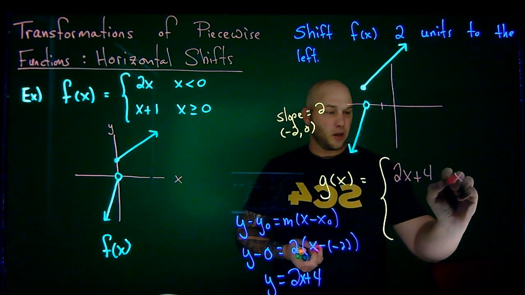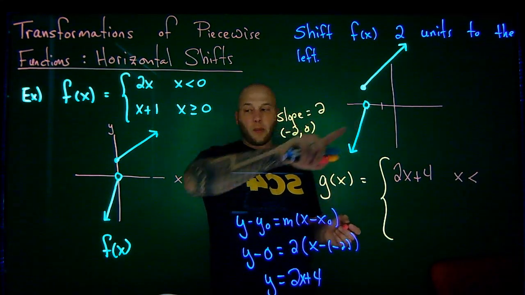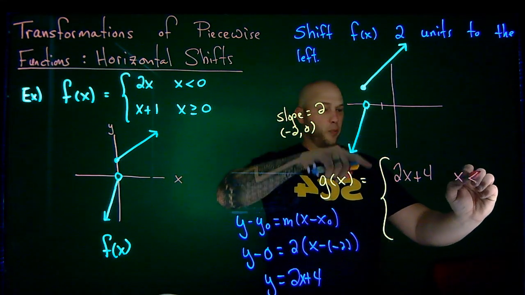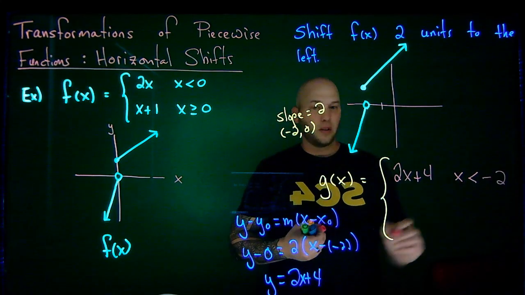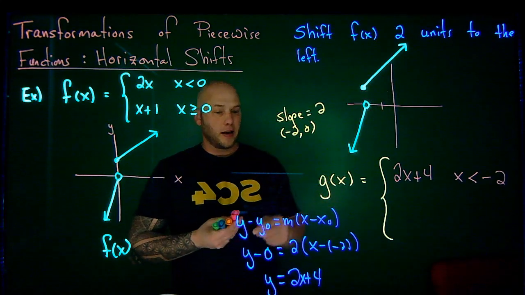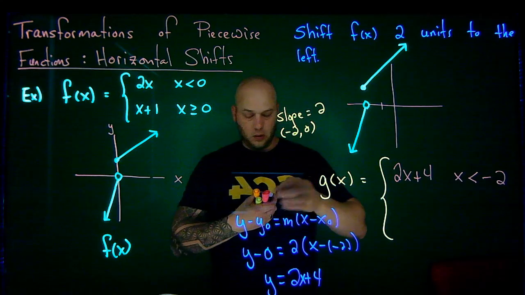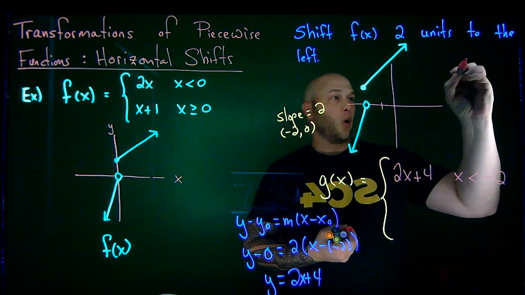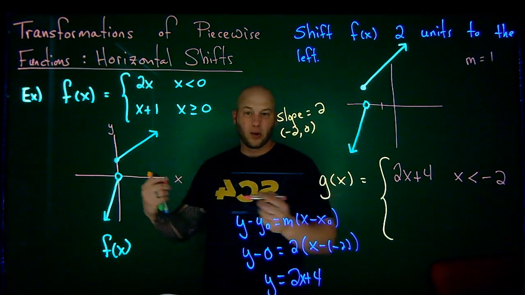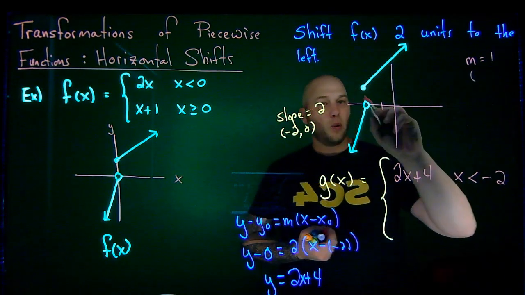when x is less than what? Well, remember, this shifted 2 units to the left, therefore this graph is appropriate when x is less than negative 2. Okay. Now let's find the equation of this line on top. Again, the slope is the same thing. The slope is 1, right? If I just do a horizontal shift, to the left or to the right, I'm not changing the slope. And it also passes through a point. Well, what would this point be right here?